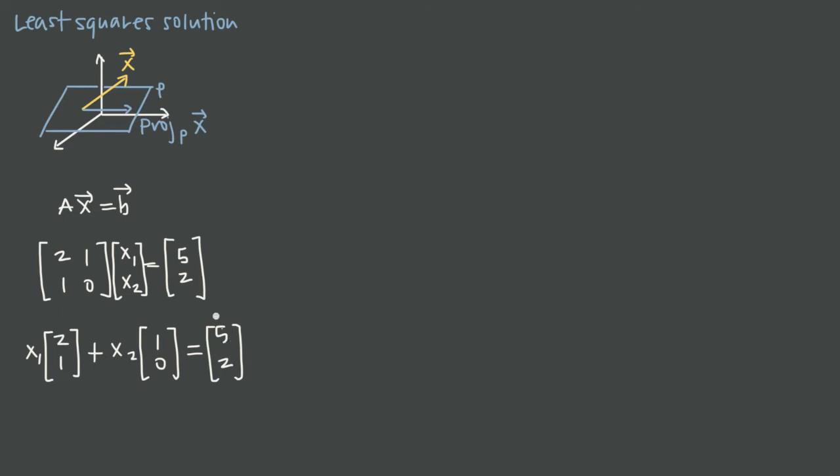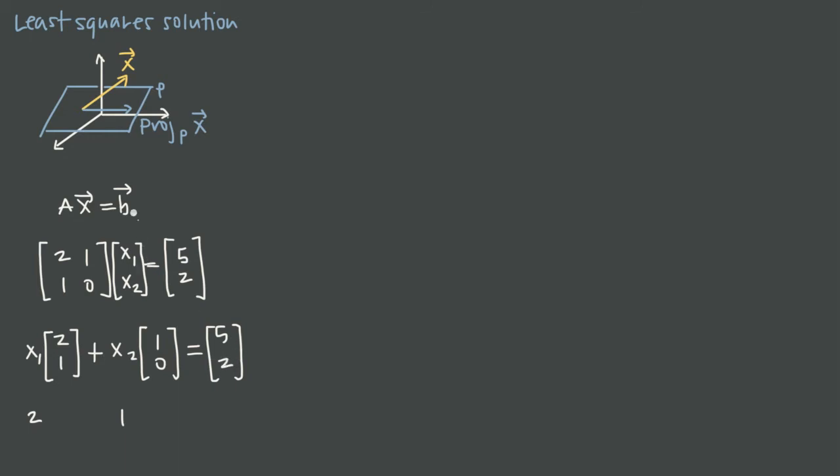And what we can see is, I picked this 5, 2 vector specifically, is that if I use 2 of this first column vector, so if x1 is 2, and I use 1 of the second column vector such that x2 is 1, then I can see here that I'm going to get 2 times 2 is 4 here, plus 1 times 1 is 1. I'll get 4 plus 1 is 5. That gives me my solution here. Then if I get 2 times 1 is 2, plus 1 times 0 is 0, 2 plus 0 is 2, and I have my solution.